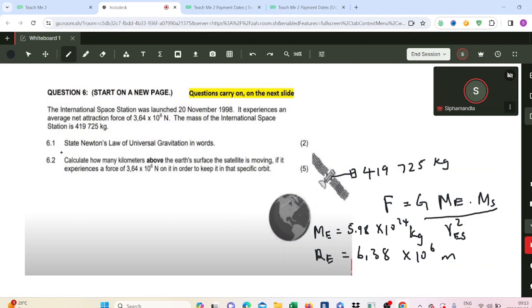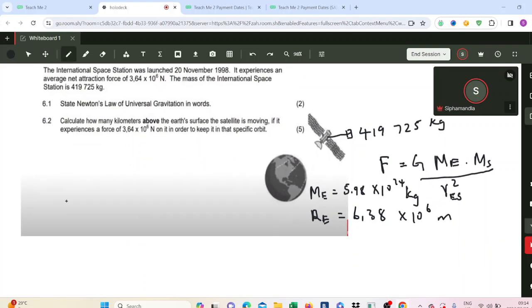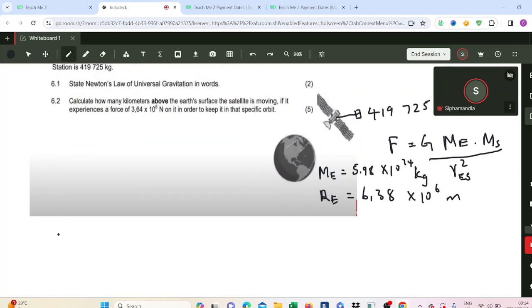So now let's start by answering 6.1. They say state Newton's law of universal gravitation in words. If they want you to state the law, basically they will want you to use the same law to answer the following questions. So it's very important to always understand the law. Once you understand it, it will be quite easy to answer the questions that follow. Because of the time, I won't write it, I'll just state it in words.